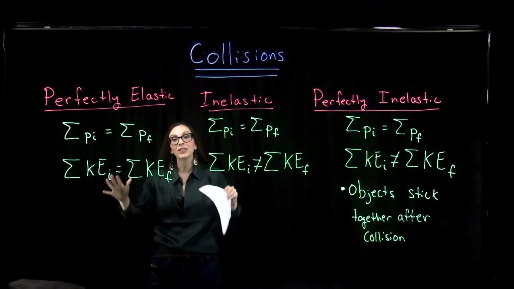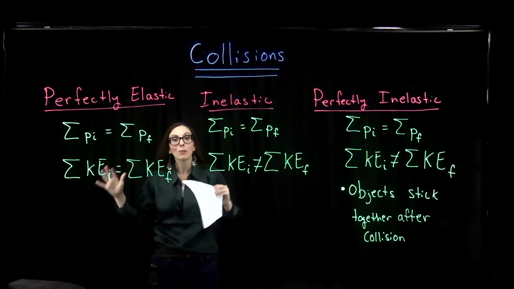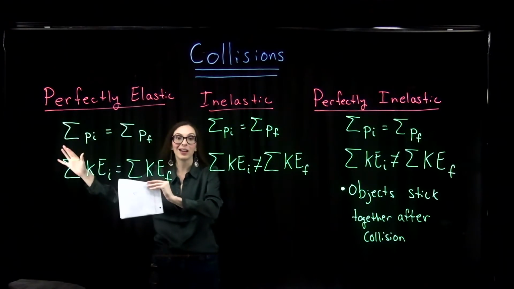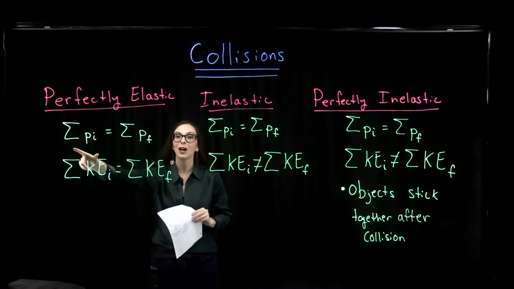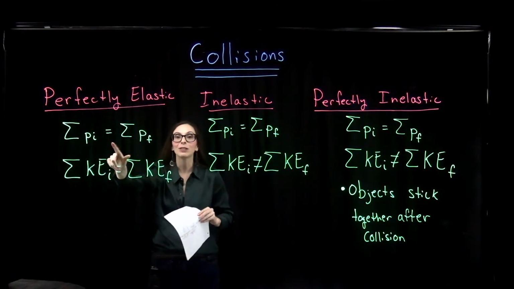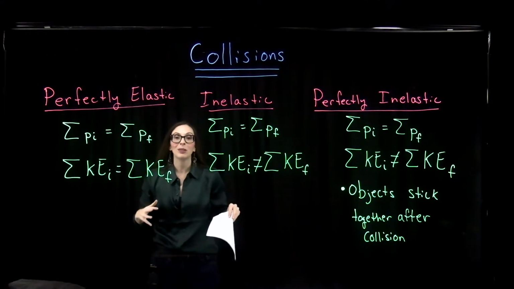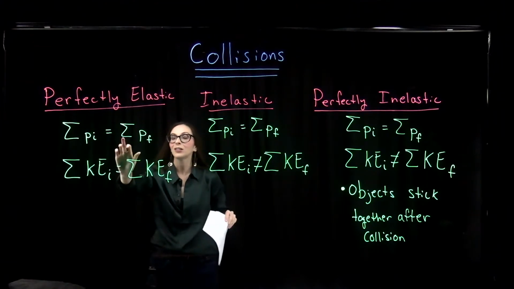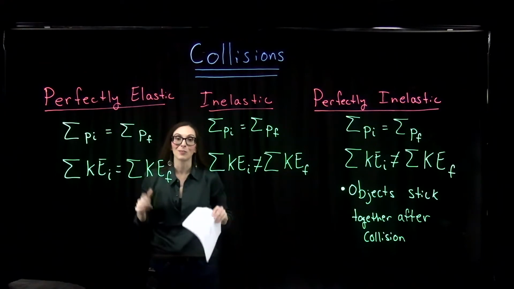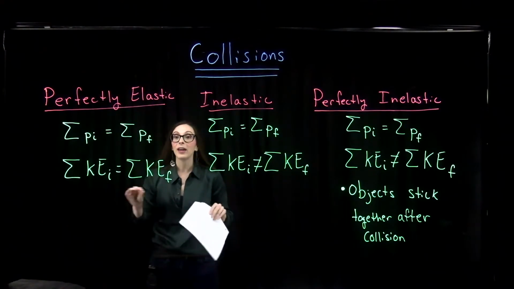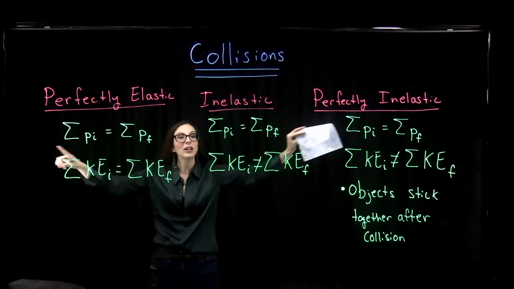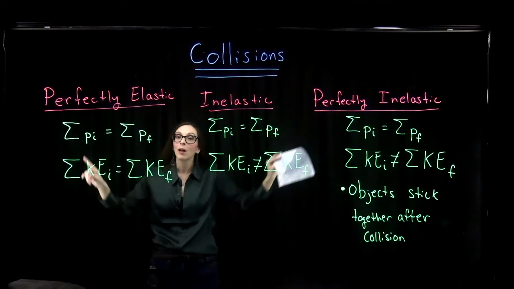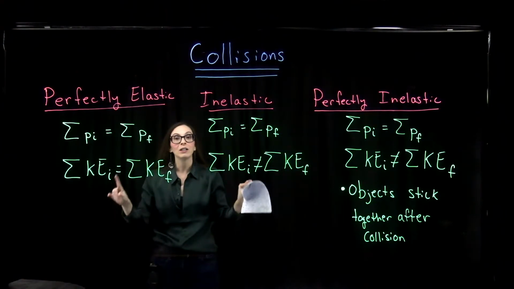That means that the sum of the momentum from our objects initially before the collision, sum of P sub I, equals the sum of the momentum of all of our objects after the collision. That's our sum of P sub F. That's the sum of our final momentums after the collision. So again, in a collision, momentum is always conserved no matter the type, but the kinetic energy might not always be conserved.